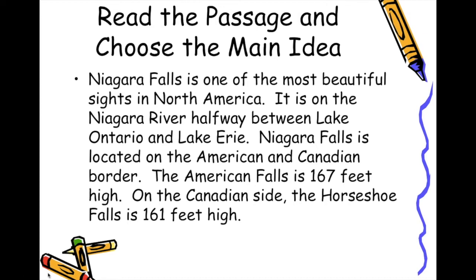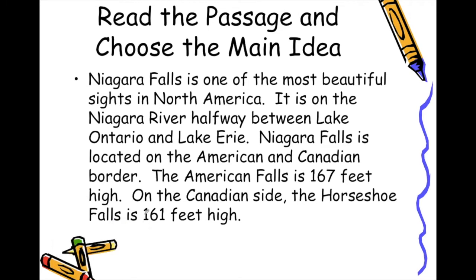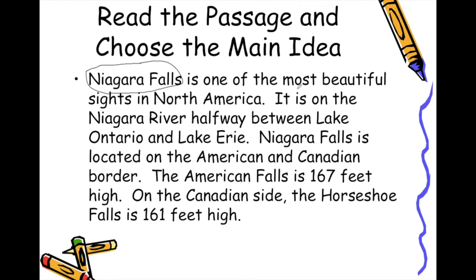So the first question is, what is the topic? What is this article all about? If I'm looking through it and trying to decide the main topic of this, it would have to be Niagara Falls. That is what this whole paragraph is about. The next thing I want to do is identify the topic sentence, and that is going to be red. So I'm going to grab my red marker here, and in reading through all of these sentences, the sentence that describes what the rest of the paragraph is about, in this case, is the very first one. Niagara Falls is one of the most beautiful sights in North America.